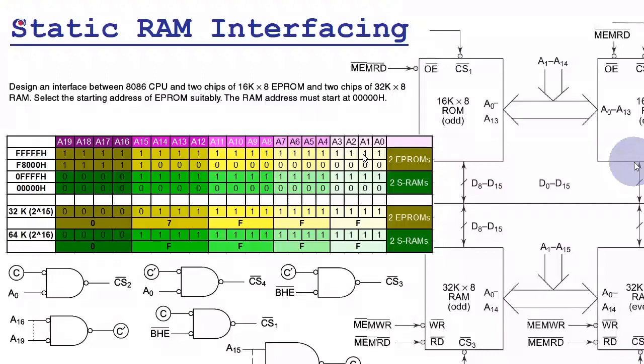Now, can somebody tell me what is written on the screen and what we are doing for static RAM interfacing here? And remember, there will always be marks for participation. Now, someone please explain to me what is the problem that we are trying to solve on the screen.